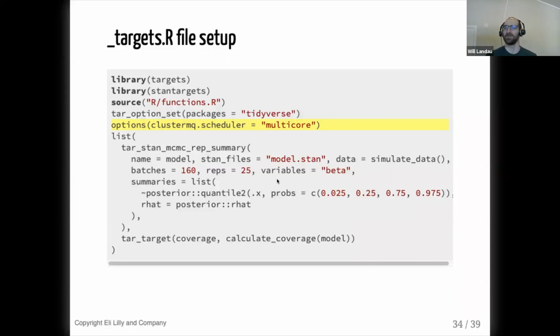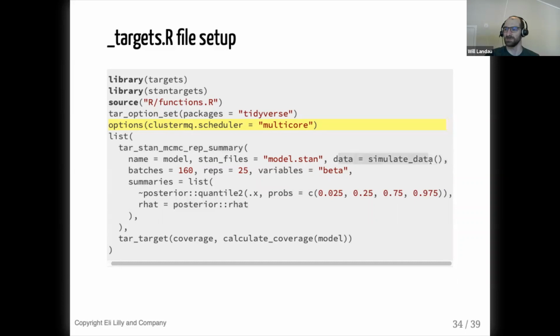And now our targets file is very simple relative to what this usually looked like without Stan targets. So a couple of changes here, a couple of differences. This is a large computation, and so we're using parallel computing here. In this case, with the multi-core backend of ClusterMQ, this tar_stan_mcmc_rep_summary is a target factory from Stan targets. This is the target factory that powers that simulation workflow. And we give it the name of the model, the summaries that we want, and the code to simulate one instance of the data. And then there's a downstream target to invoke the calculate coverage function we defined before.